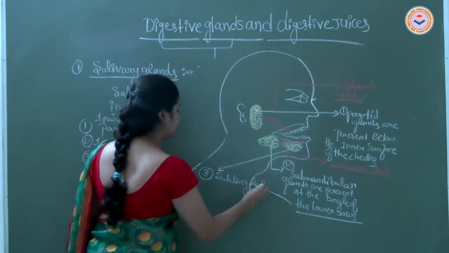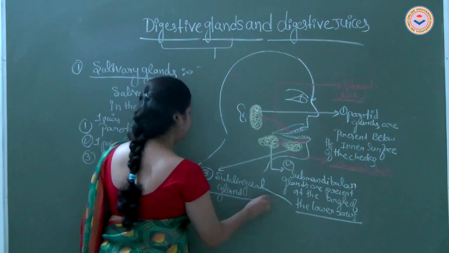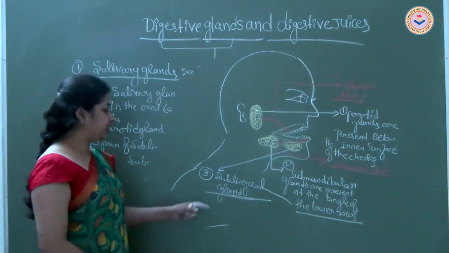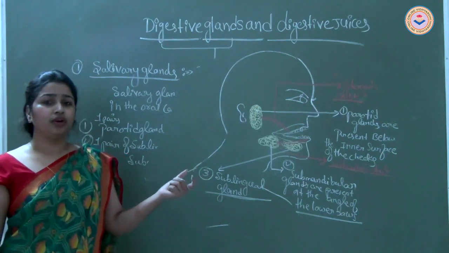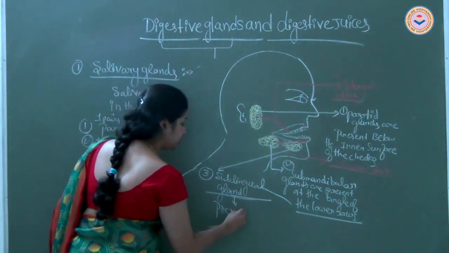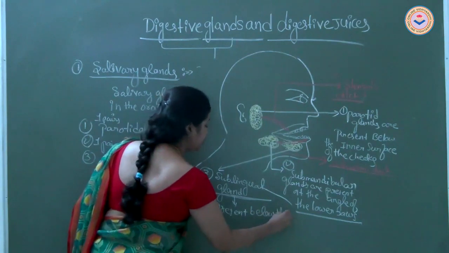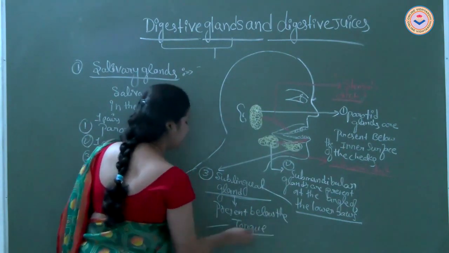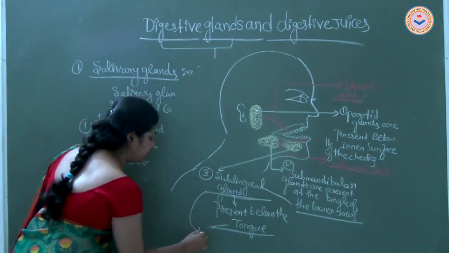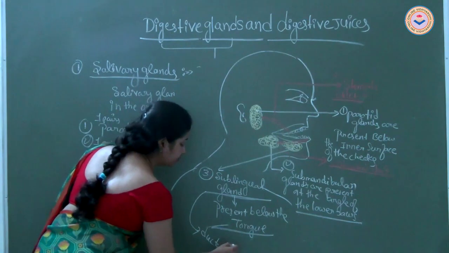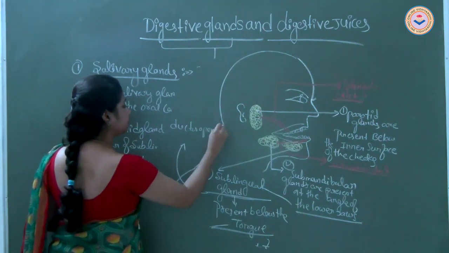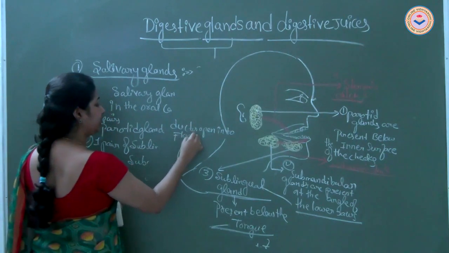Sublingual gland. It is present in the floor of the oral cavity, below the tongue, and the duct of the sublingual gland opens into the floor of the oral cavity.